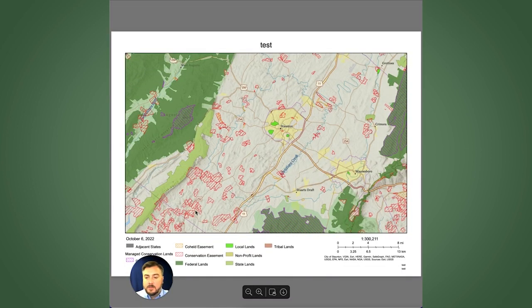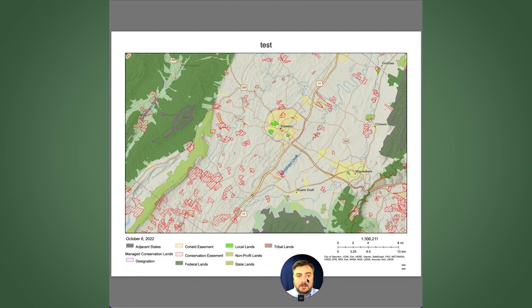And the map will show whatever data layers you have turned on in your table of contents and will display here in the legend.